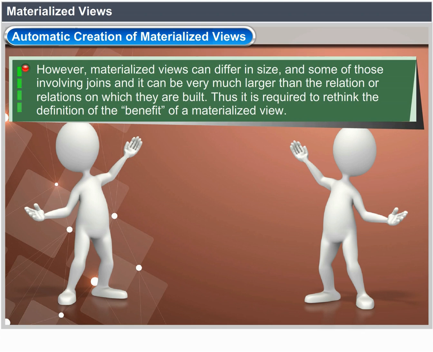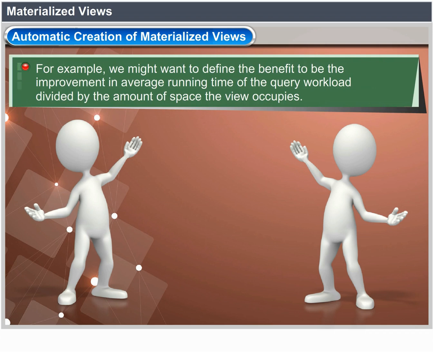Thus, we may need to rethink the definition of the benefit of a materialized view. For example, we might want to define the benefit to be the improvement in average running time of the query workload divided by the amount of space the view occupies.